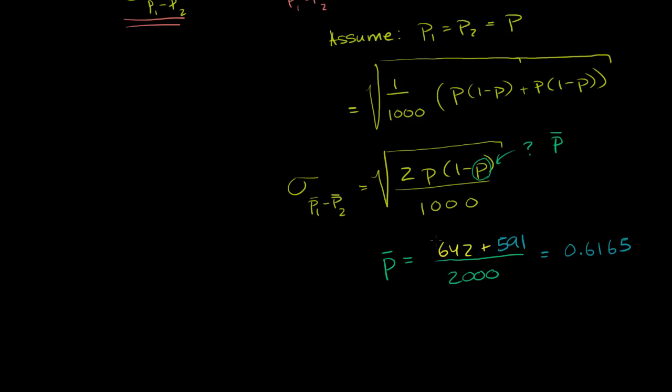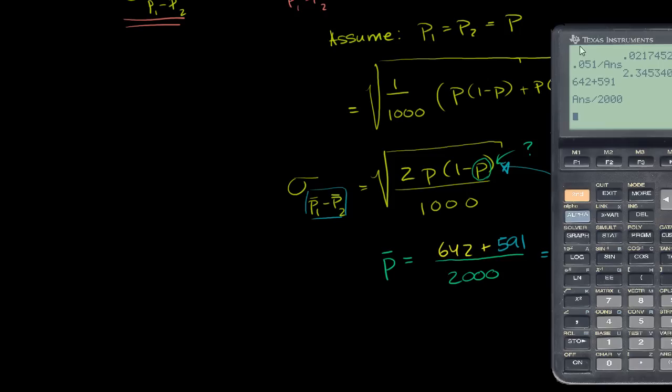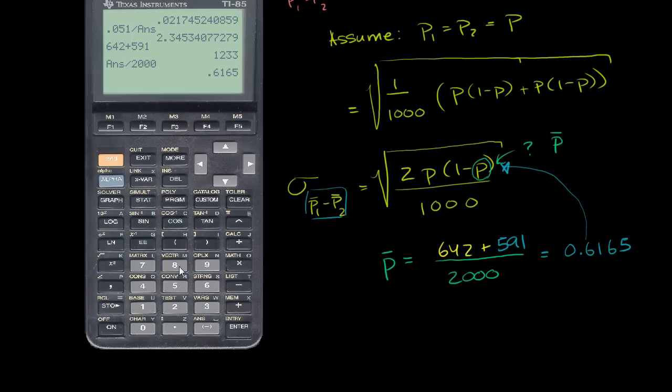And this is our best estimate of this consistent population proportion that is true of both men and women, because we are assuming that they are no different. So we can substitute this value in for P to estimate the standard deviation of the sampling distribution of this statistic right over here, assuming that the proportion of men and women who will vote for the candidate are the same. So let's do that.